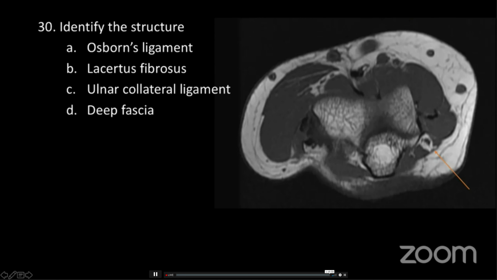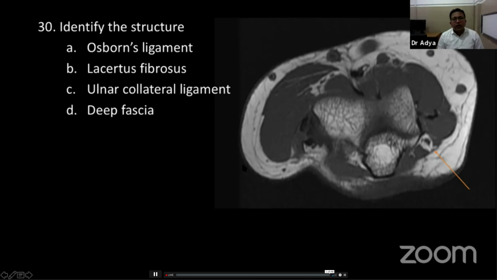So 71% are saying it's option A, Osborne's ligament. Yes, that's correct. So the arrow points to the roof of the cubital tunnel. We have already discussed the floor of the cubital tunnel. The roof of the cubital tunnel is formed by condensation of fascia, which is known as Osborne's ligament, and the cubital tunnel houses the ulnar nerve.